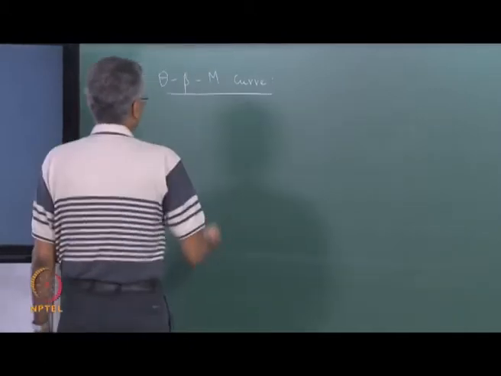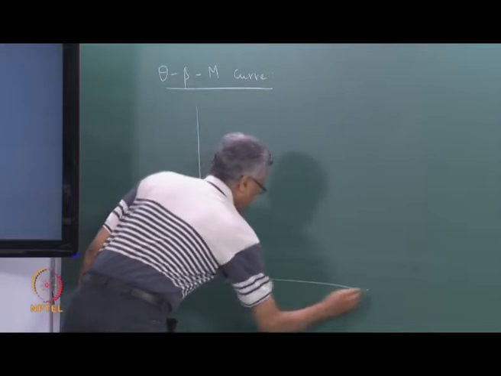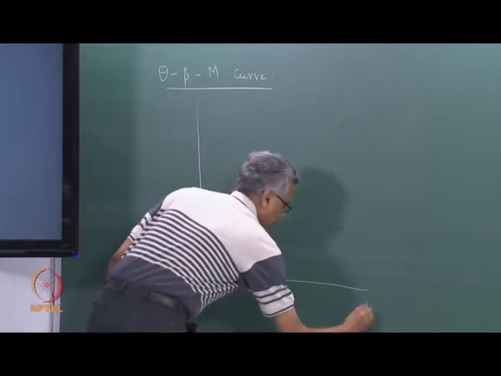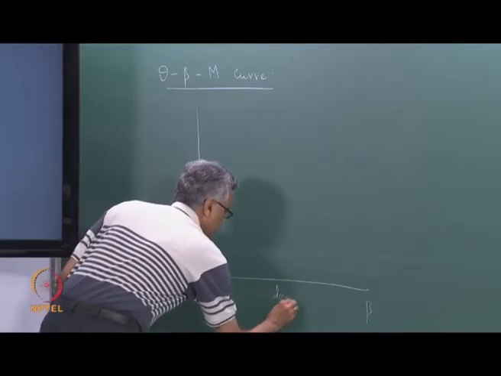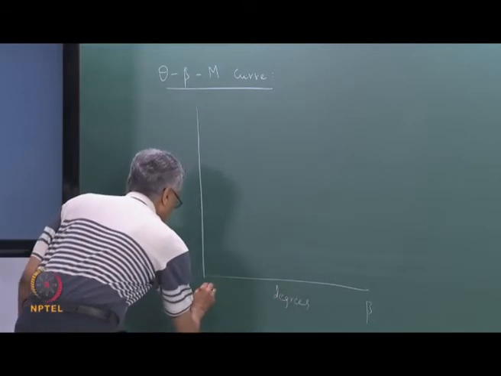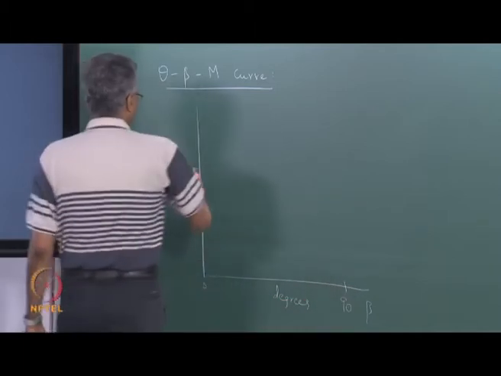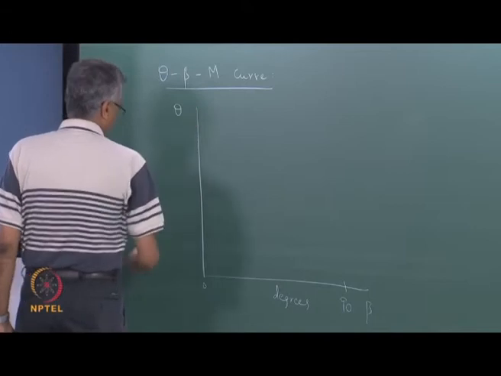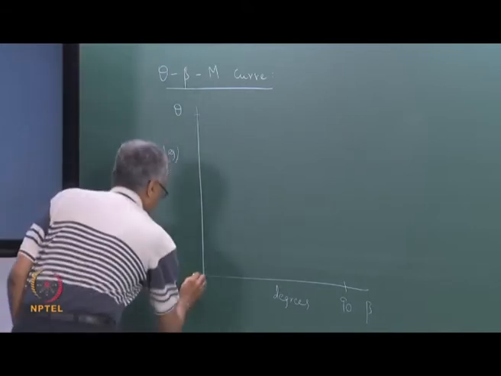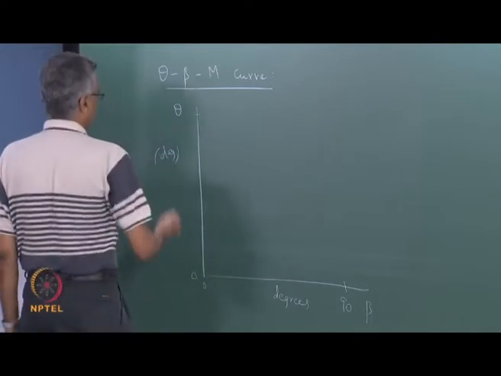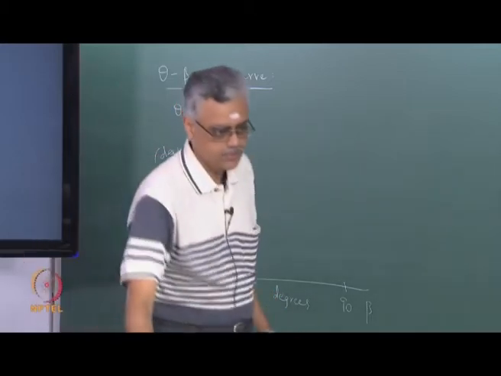So if I draw, let us say that I take this axis to be the wave angle and denote quantities in degrees. Let us say this is 0 and let us say this is 90, and let us say I plot theta along this axis and again in degrees. Let us say this is 0 and I can go up to, let us say 45, no more than that, that is sufficient.